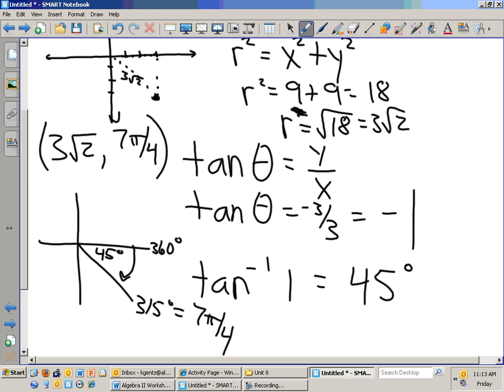It could be 180 minus, 180 plus. It depends on if you're working in the first, second, third, or fourth quadrant.